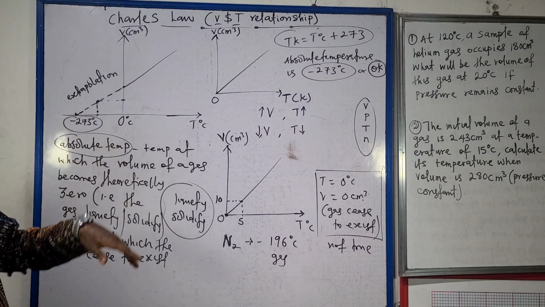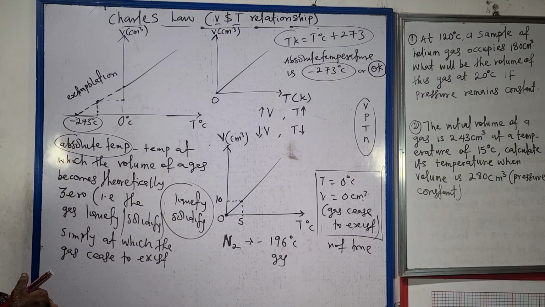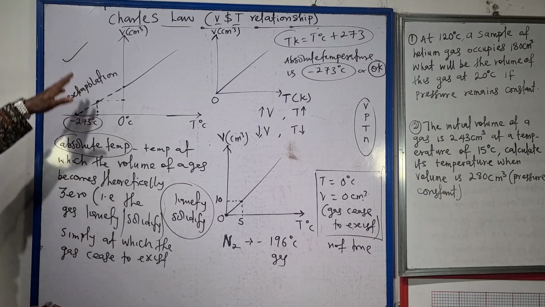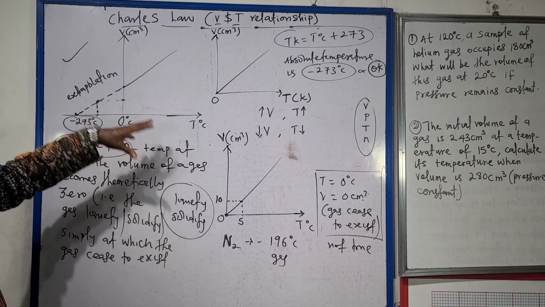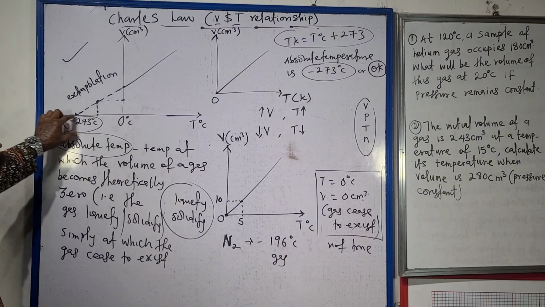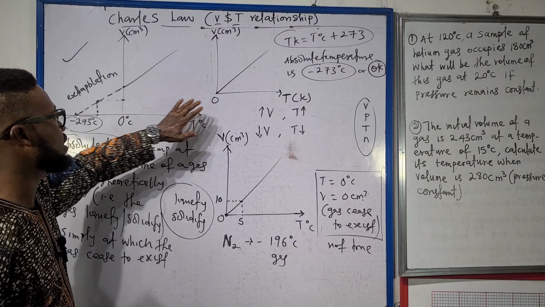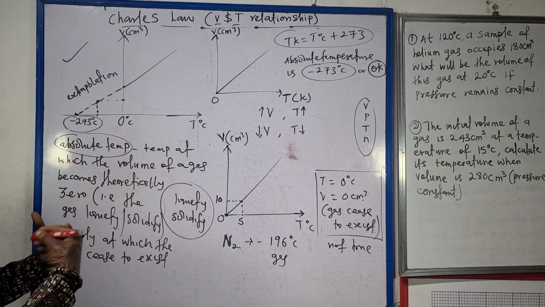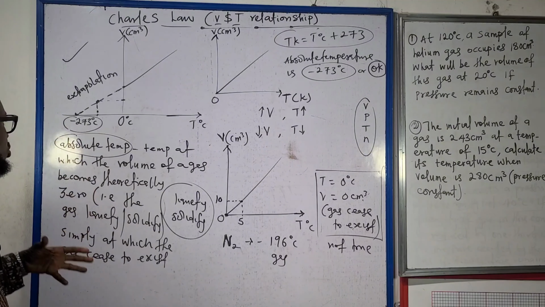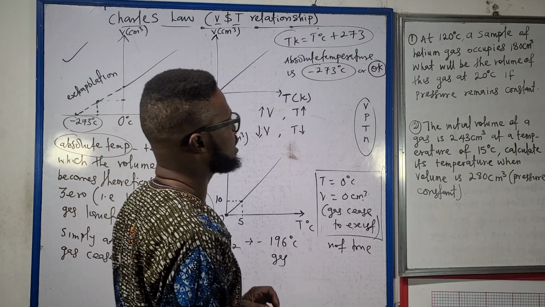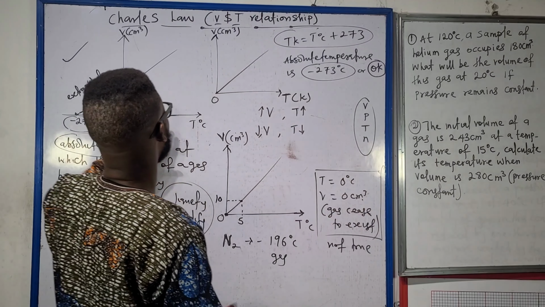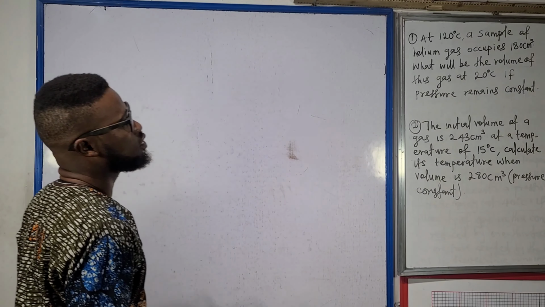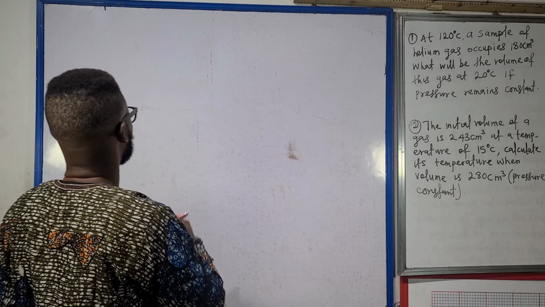Charles' law talks about the volume-temperature relationship, and it states that volume is directly proportional to temperature provided that the pressure remains constant. This is our graph for Charles's law, and that led to absolute temperature. This is the temperature at which the volume of a gas becomes theoretically zero, or the temperature at which all of the gases liquefy or solidify, or we say a gas ceases to exist, and that ends that. So let's quickly take calculations related to Charles's law.